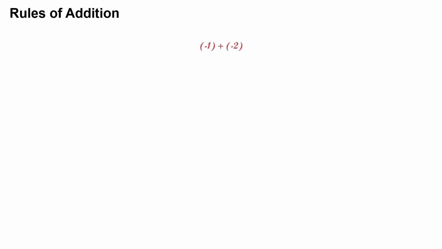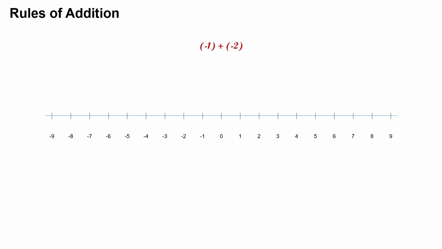Conversely, if you have to add -1 and -2, again draw a number line and pick a starting point, that is -1. Since we're talking about a negative number and negative numbers are towards the left hand side of the number line, what we need to do is move 2 units towards the left. So -1, 2 units towards the left, and the answer is -3.